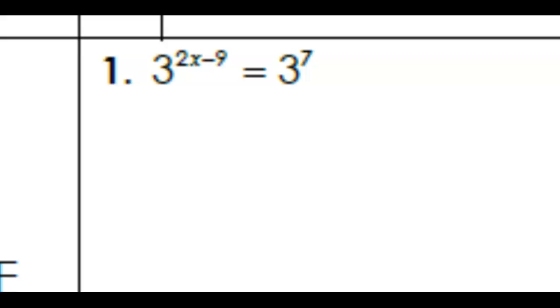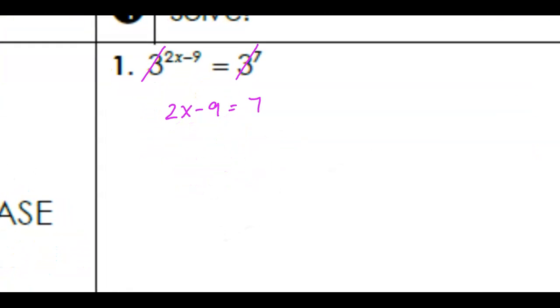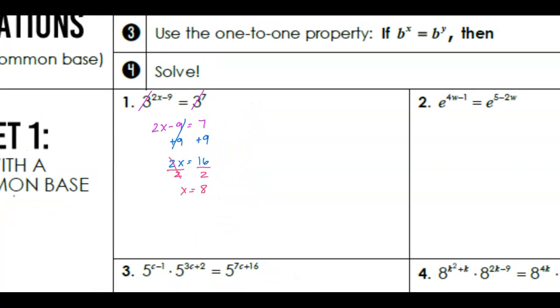What do you think we can do? Ignore the bases, and 2x minus 9 equals 7. And then we solve for x. So I'm going to add 9 to both sides. 7 plus 9 is 16. And I'll divide by 2. 16 divided by 2 is 8. On exponential, you do not need to check for extraneous. Our answer is just 8.